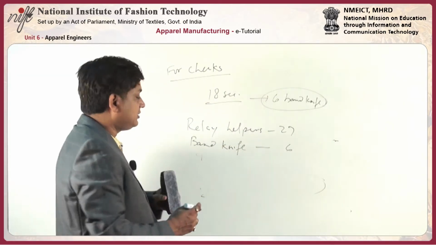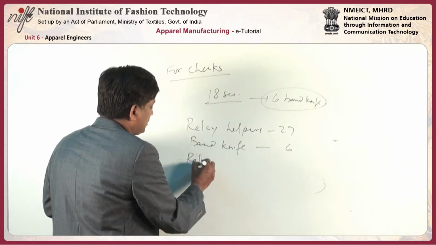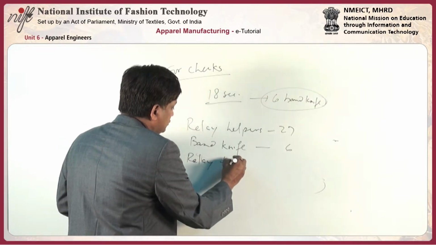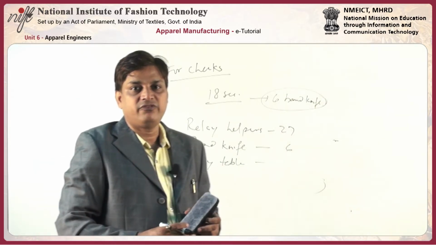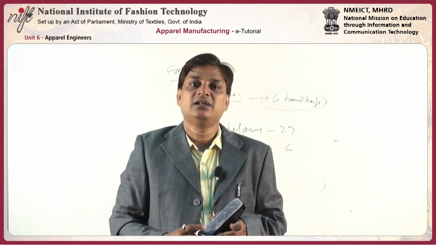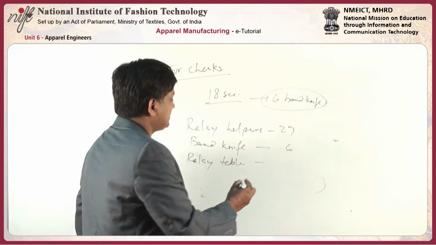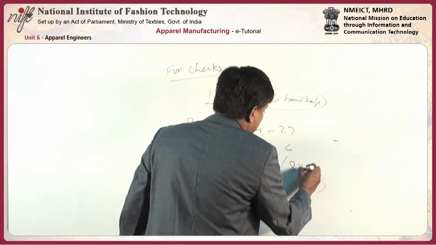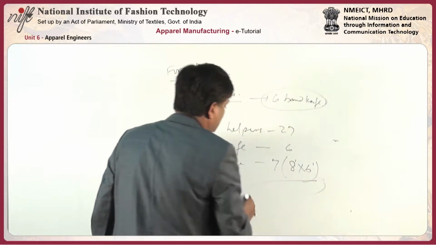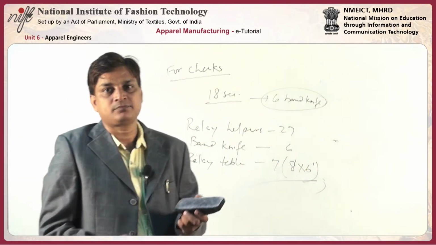Then we require the relay tables. When we talk about the relay table, the relay tables are 8 feet by 6 feet, and we require 7 tables. The dimension will be 8 feet by 6 feet. This is the relay table we require.